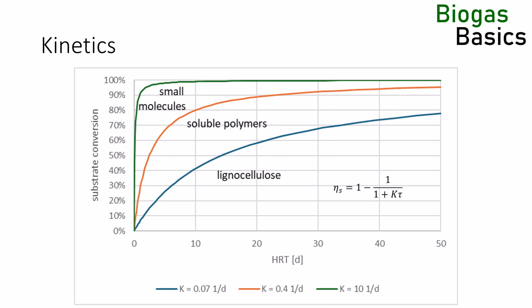The orange line shows the conversion efficiency for a medium-fast degradable molecule, for example for soluble polymers. The deciding parameter for designing biogas reactors for fibrous material is the conversion kinetic of the lignocellulose. Even in reactors with high residence times of 40 to 50 days, the conversion is nowhere near complete.